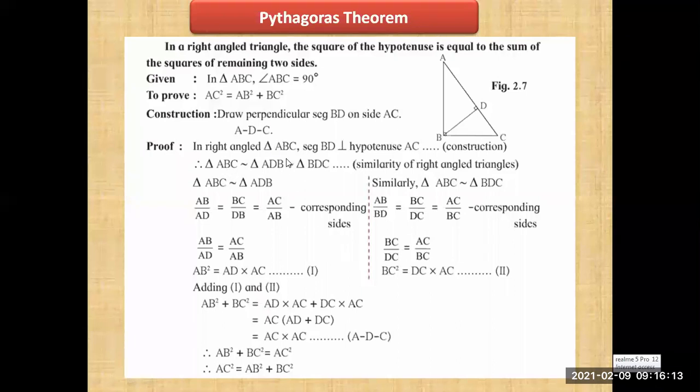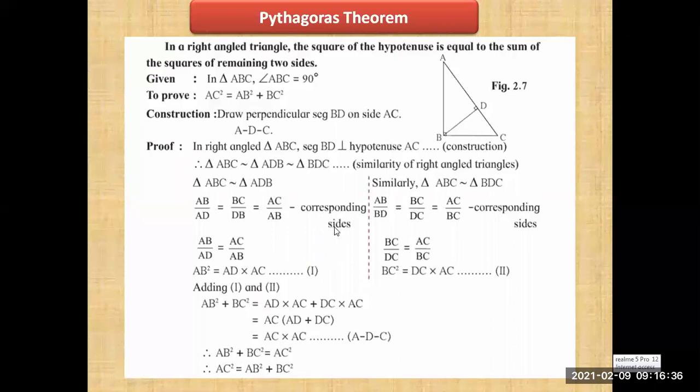Then consider another two triangles, triangle ABC similar to BDC. Then again apply the same condition and write down their corresponding sides. Then we consider BC by DC is equal to AC by BC. So BC into BC is equal to BC square is equal to DC into AC, equation number 2. Then adding equation 1 and 2.